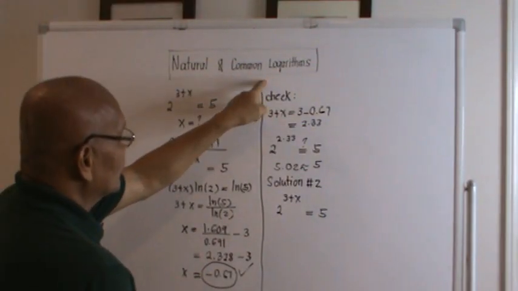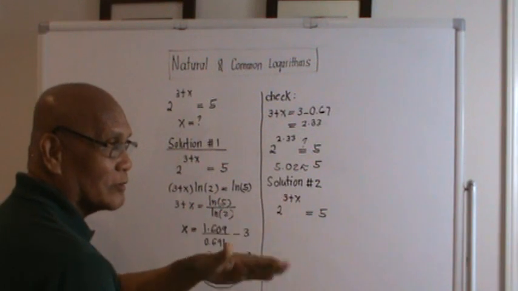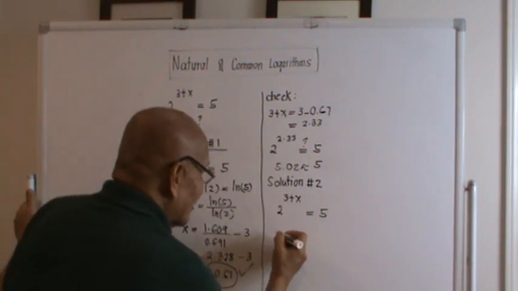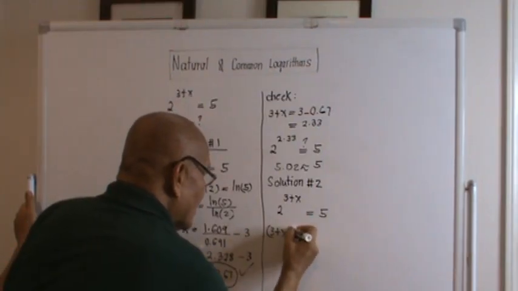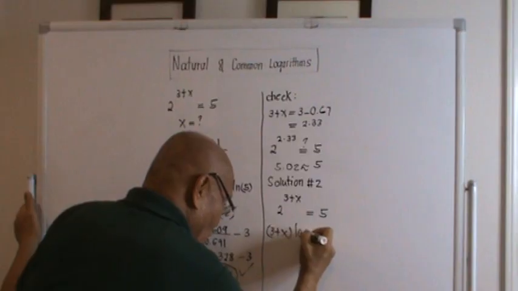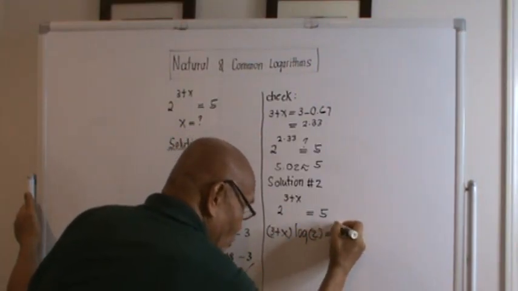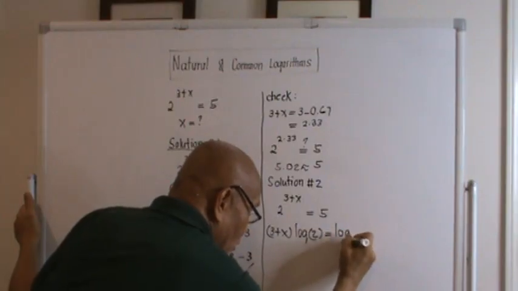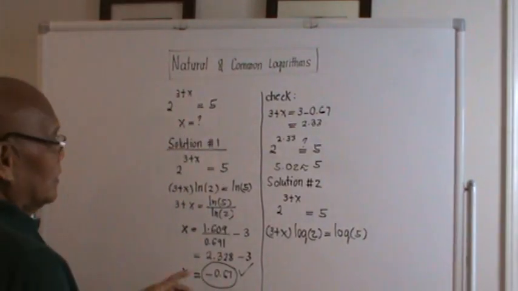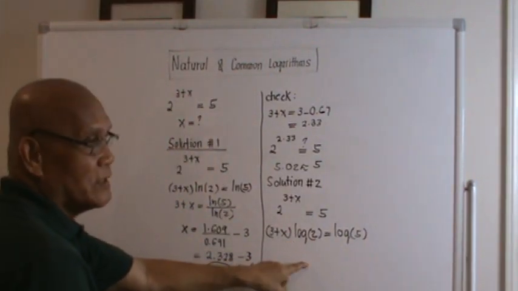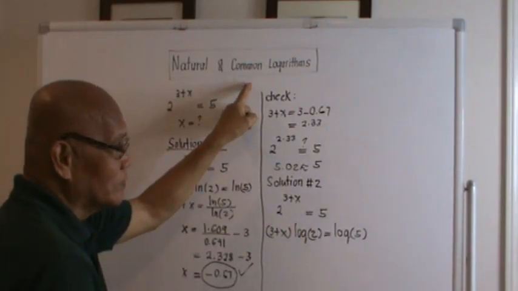By using the so-called common logarithm, if the base of the logarithm is 10, or just simply log, that will be common logarithm. So it will become 3 plus x times the common logarithm of 2 should be equal to the common logarithm of 5. Okay? This is simply log without any base that is understood to be common logarithm.